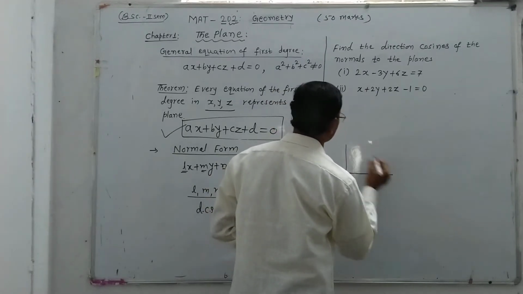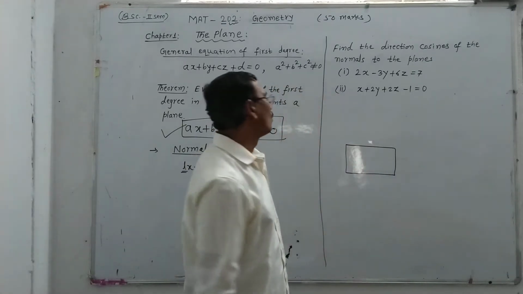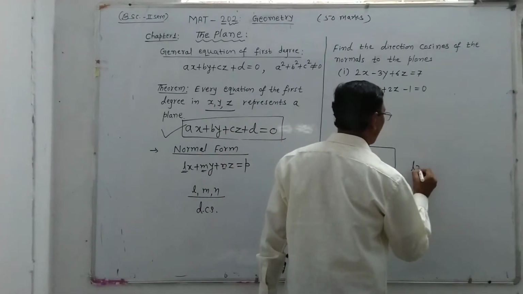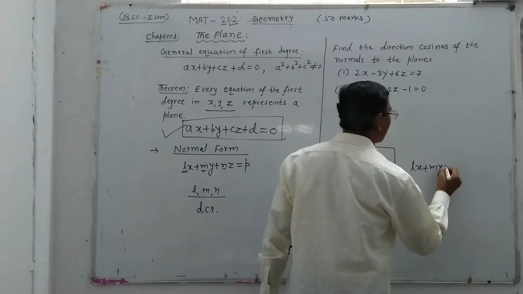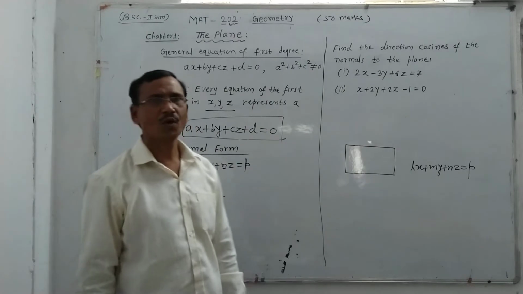You can look here. Suppose this is the plane, whose equation is given in normal form as lx plus my plus nz equals p. Okay?